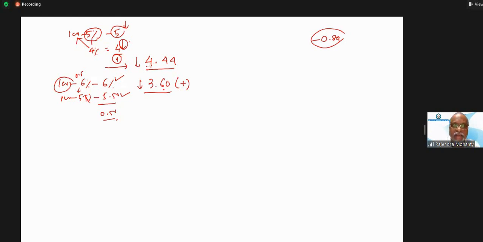Suppose your salary was 5 rupees earlier, now the salary you are getting is 4 rupees, then that 1 rupee, is it a loss to you, or is it added to your pocket?